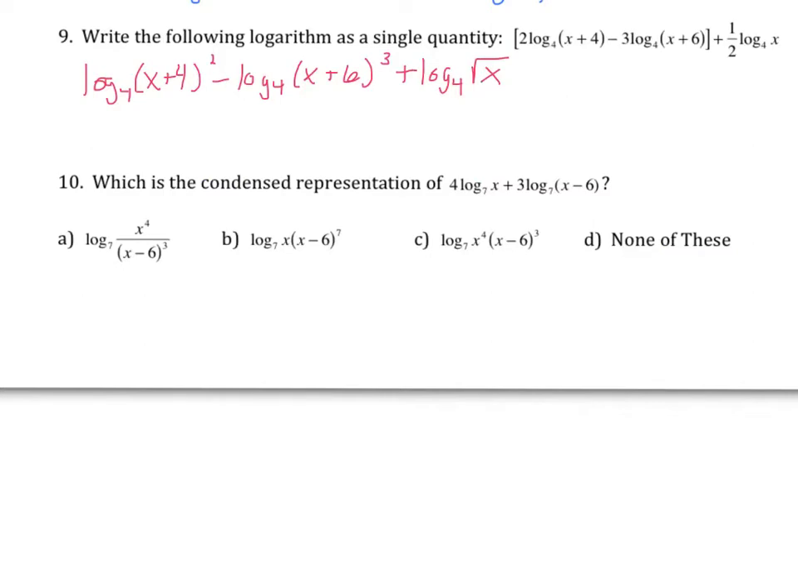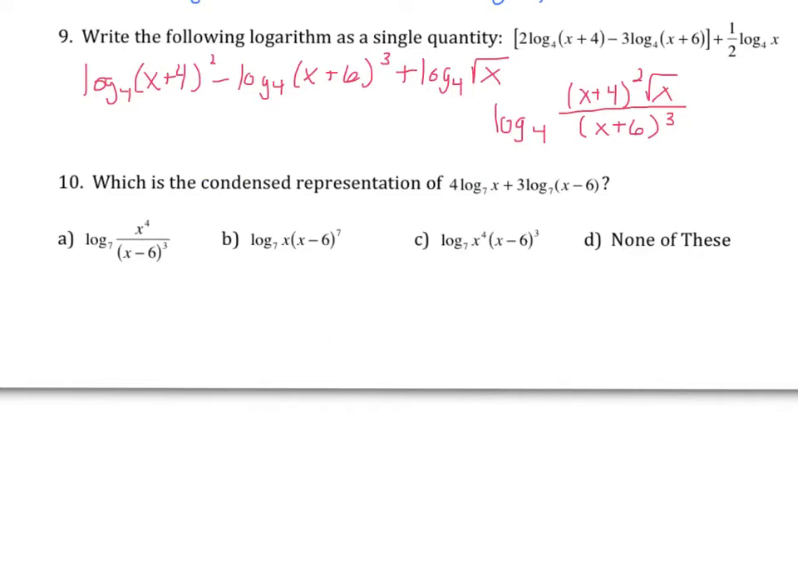And now we're ready to condense our logarithm from 3 logarithms to just 1. So I'm going to have 1 log base 4, and x plus 4 squared and the square root of x are both positive, so they're going to go into the numerator of my fraction. And I'm not going to distribute the squared, I'm just going to leave it as x plus 4 squared and the square root of x. We don't have to simplify any further. And then since we are subtracting x plus 6 cubed, x plus 6 cubed is going to go in the denominator.